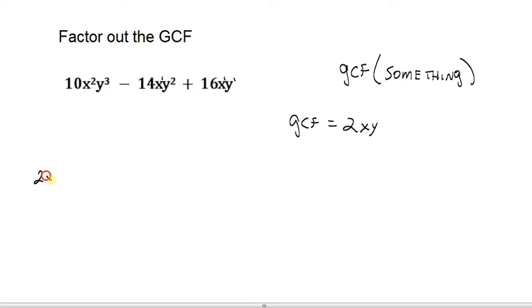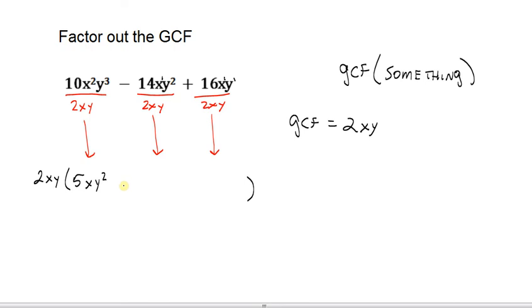So now I'm going to write down that 2xy, and I'm going to multiply that times something. And to get the something, remember, we take the GCF and we divide that into each one of these terms. And we look at the result, and that's what goes inside the parentheses. So let's look. 10 divided by 2 is 5. x squared over x is x. y cubed over y is y squared.